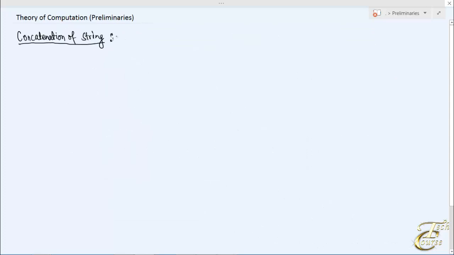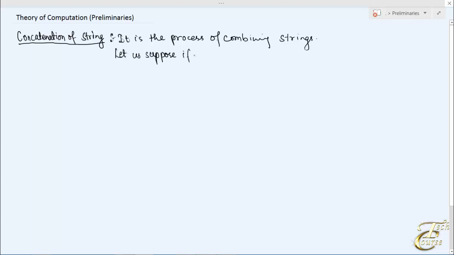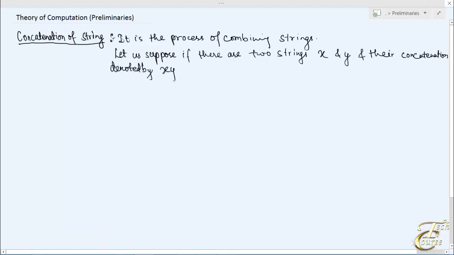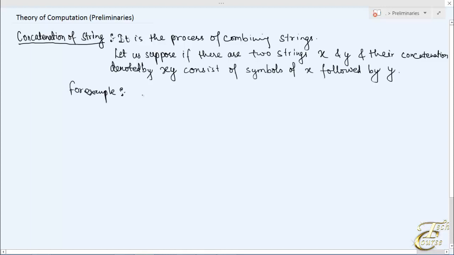Concatenation of strings. It is the process of combining strings. Suppose there are two strings X and Y. Their concatenation, denoted by XY, consists of the symbols of X followed by Y. For example, if X equals 1 0 0 1 0 and Y equals 0 1 0 1, then their concatenation XY equals the symbols of X followed by the symbols of Y. That means 1 0 0 1 0, then the symbols of Y, that is 0 1 0 1.